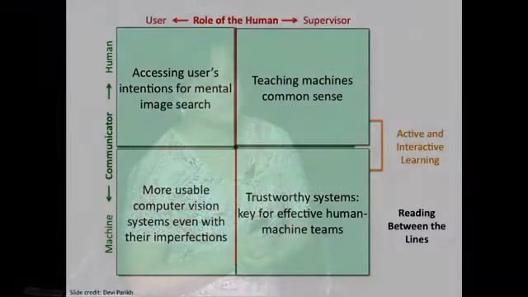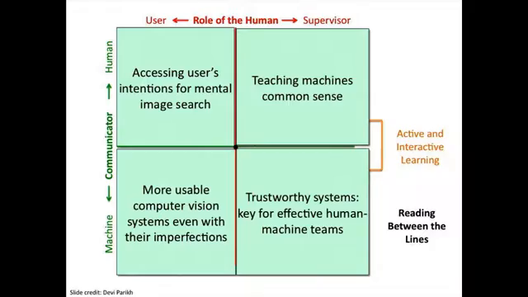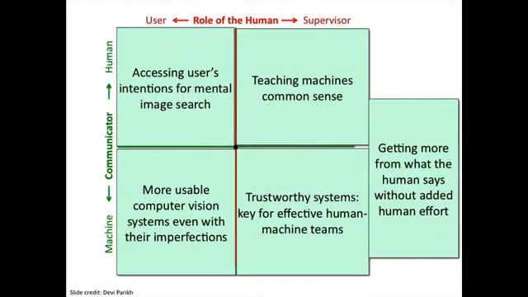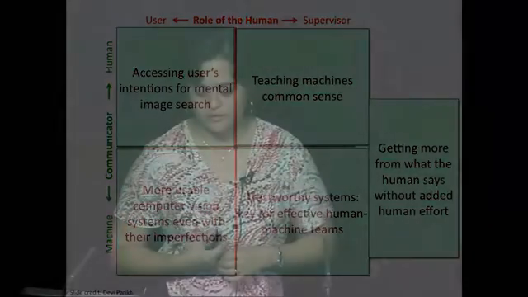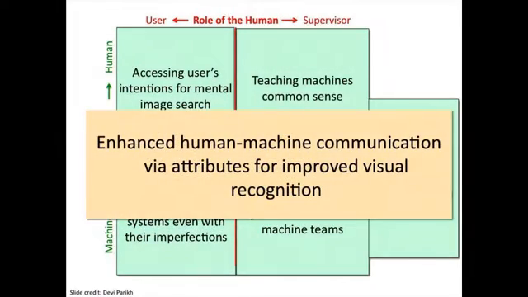And trying to use attributes to teach machines the visual common sense or domain knowledge that we all have, and convey that to machines. In these two elements, I talked about how you can try to make the human's job easier, where you alleviate some of the effort while still getting the same information out. So all in all, trying to use attributes to enhance human-machine communication with the hope of doing a better job at visual recognition.